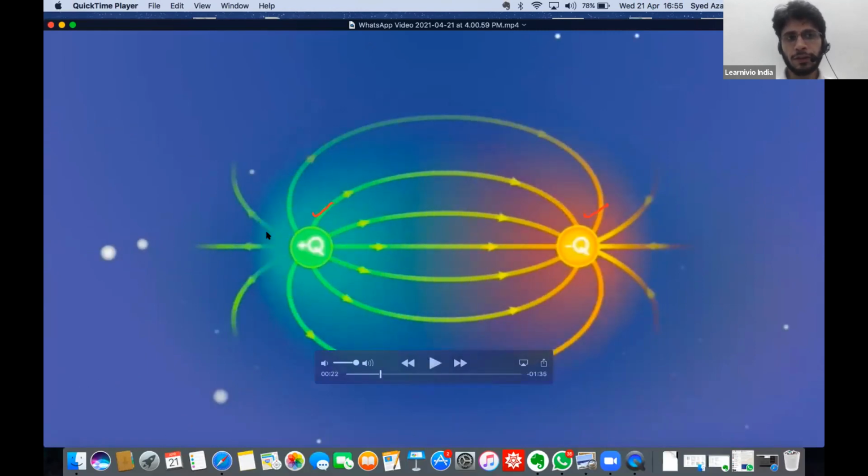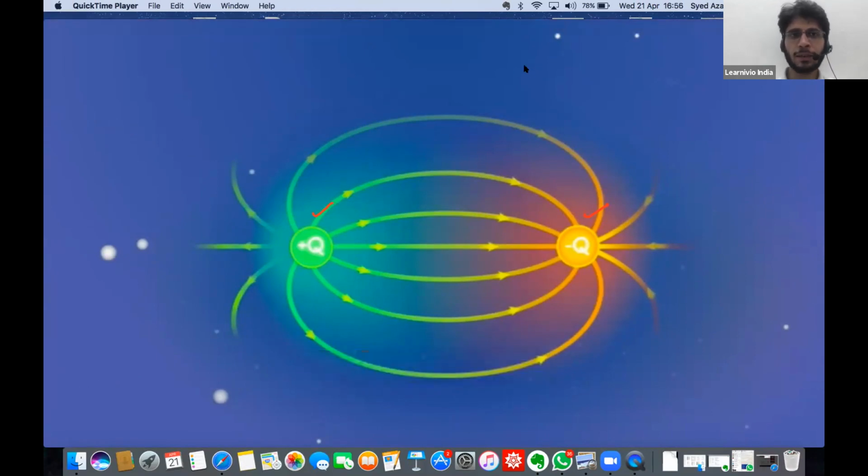See, these straight field lines are going to infinity. These straight field lines are coming from infinity. All other field lines are originating from the positive charge and terminating at the negative charge, except these two. These two field lines basically show that the range of the electric field is up to infinity. One field line is going up to infinity, another is coming from infinity.